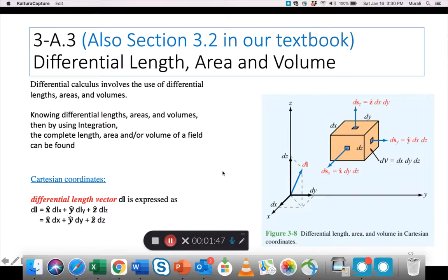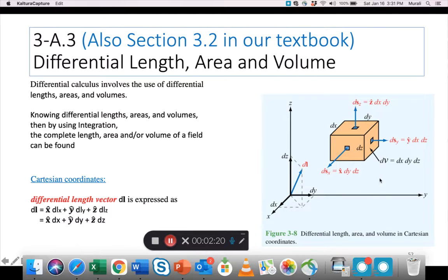All right. So after our brief introduction to vector calculus, where you learned vector differentiation and vector integration, now we do a little more of a deep dive into calculus really. So to introduce us to the idea of calculus in the vector method, we start by exploring what's called differential calculus, which in this case means understanding differential lengths, areas and volumes.